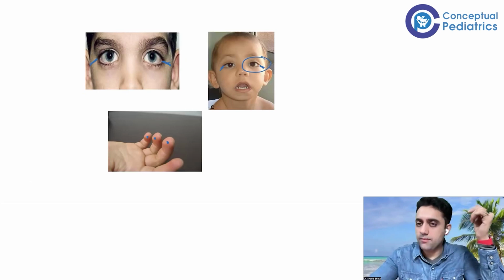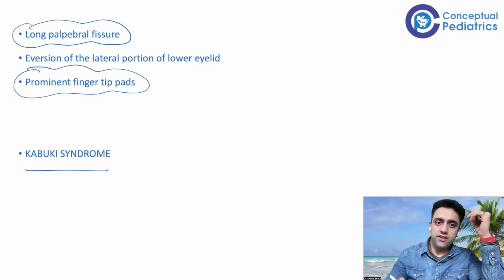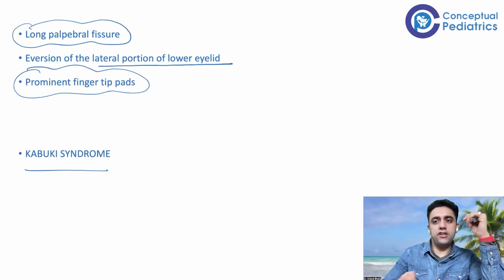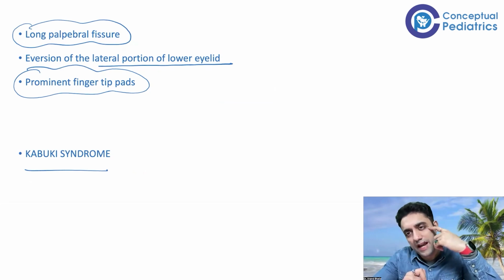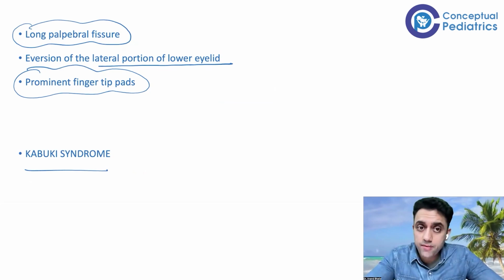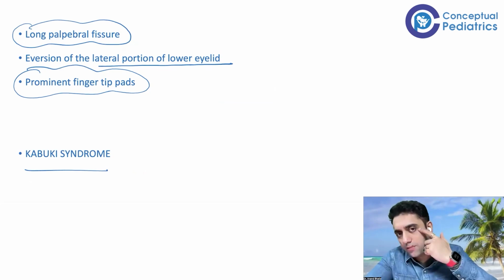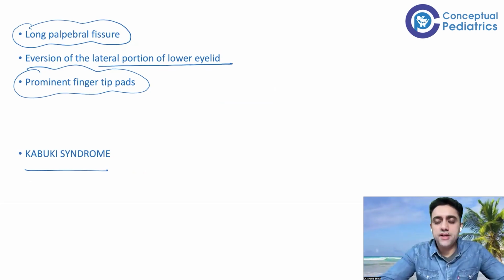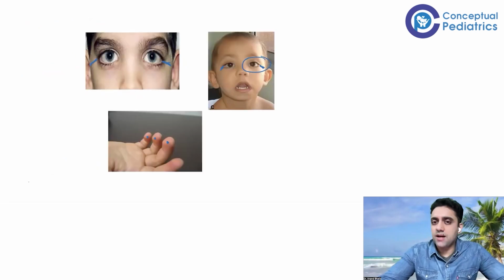Long palpebral fissure and eversion of the lateral portion of the lower eyelid. In the lateral portion of the lower eyelid, there is eversion. One is inversion, this is eversion. So very importantly, we have long palpebral fissure, eversion of the lateral portion of the lower eyelid, and prominent fingertip pads of fat. So this is Kabuki syndrome, important for exam purposes that you should know.